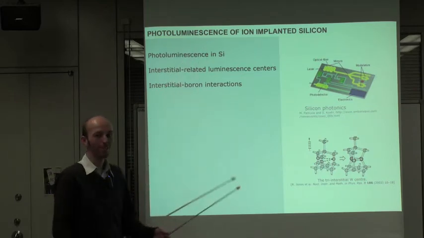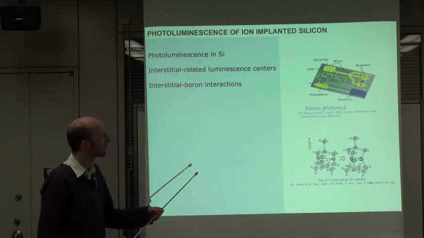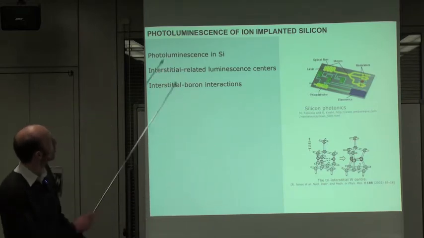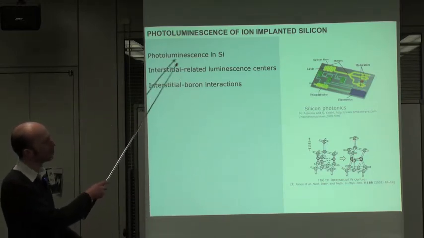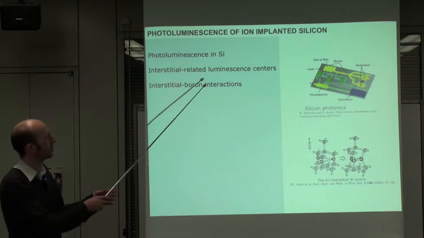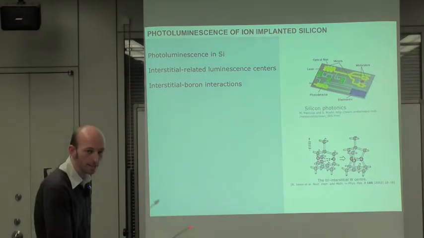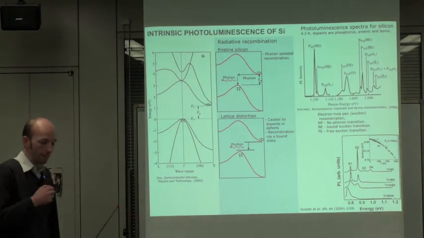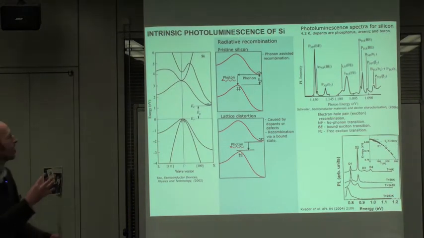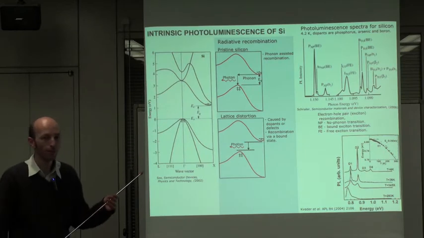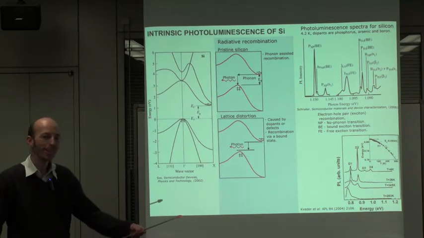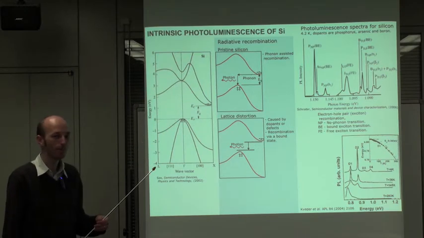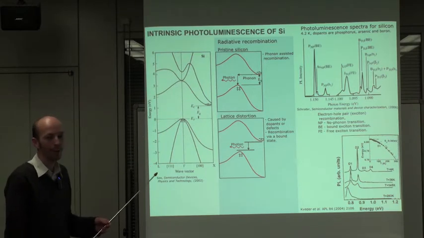So we do a lot of photoluminescence as well. And so I'll just briefly speak about the PL in silicon and interstitial related luminescence centers that we've been looking at recently. Generally, for room temperature photoluminescence, silicon is really annoying to work with because it's an indirect band gap. It's difficult to get light out of it.